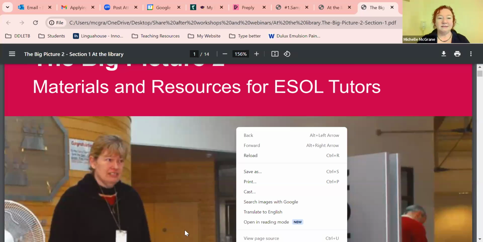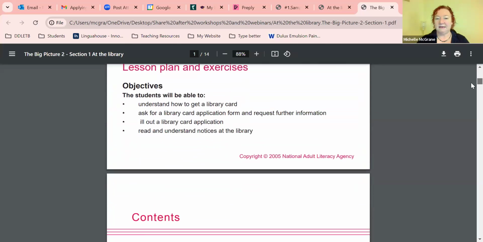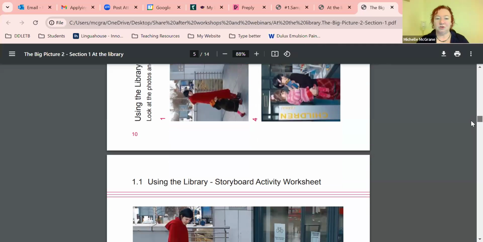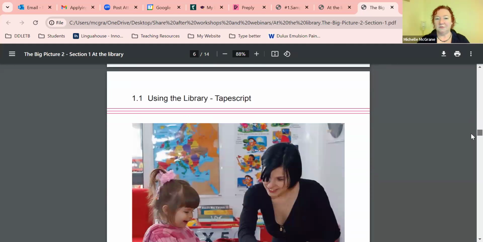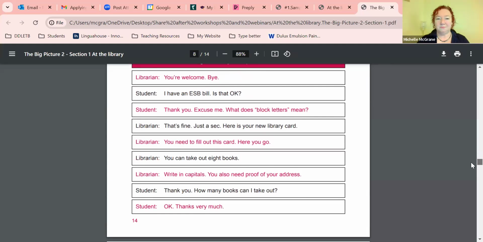Sorry, bear with me while I get my sharing right. Okay, so it's from The Big Picture. I think it's The Big Picture 2, as far as I remember. This is a lesson about going to the library. It's all about applying for the library, a conversation that happens at the library, and so on. It's quite possible that as an ESOL tutor, that would be part of a lesson. Very common. Now what I've done is I've gone to the script, the transcript of the audio, and I've analyzed that script phonically.